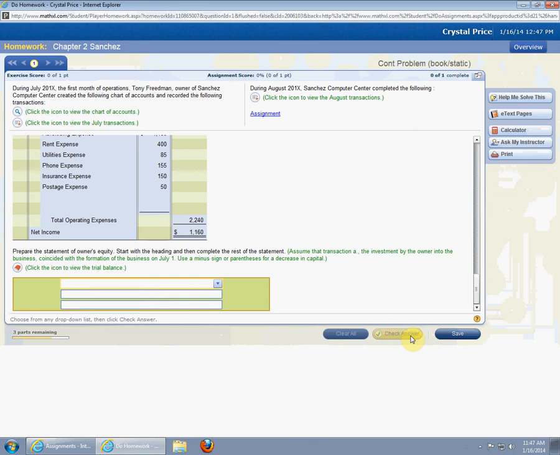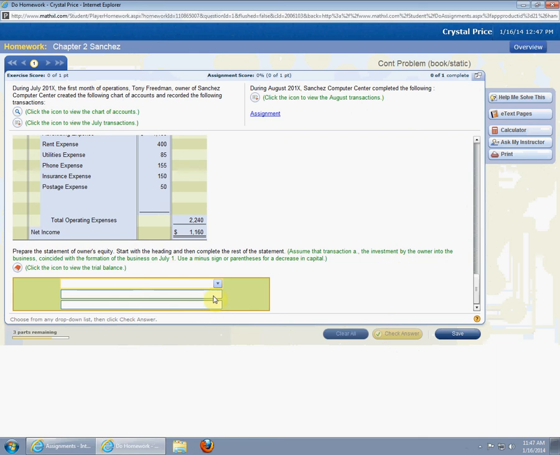We're going to be creating the statement of owner's equity. Now, the statement of owner's equity does exactly what its title says. It's going to show you the changes that have happened in your capital account during this 2-month period. So again, this statement is covering a period of time, but it's showing the changes that have happened in capital.